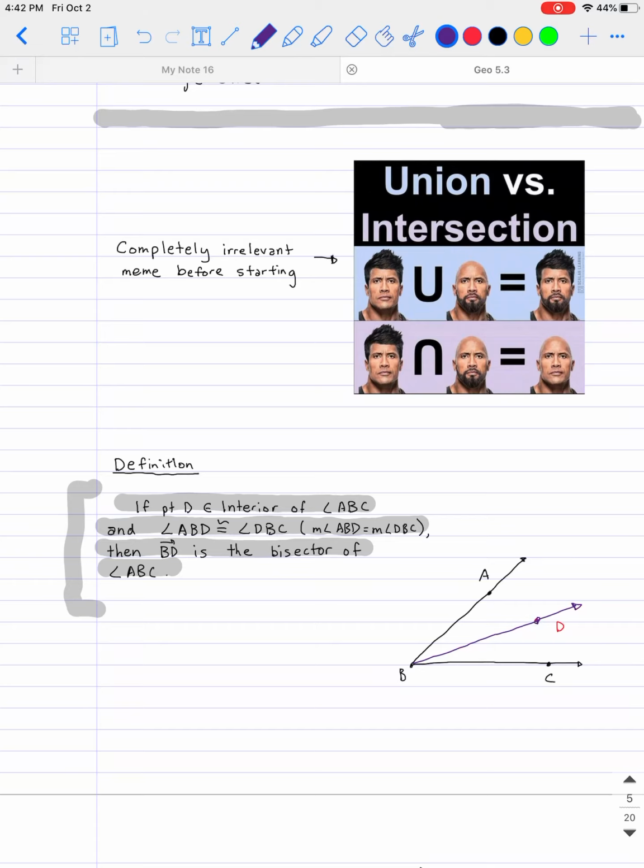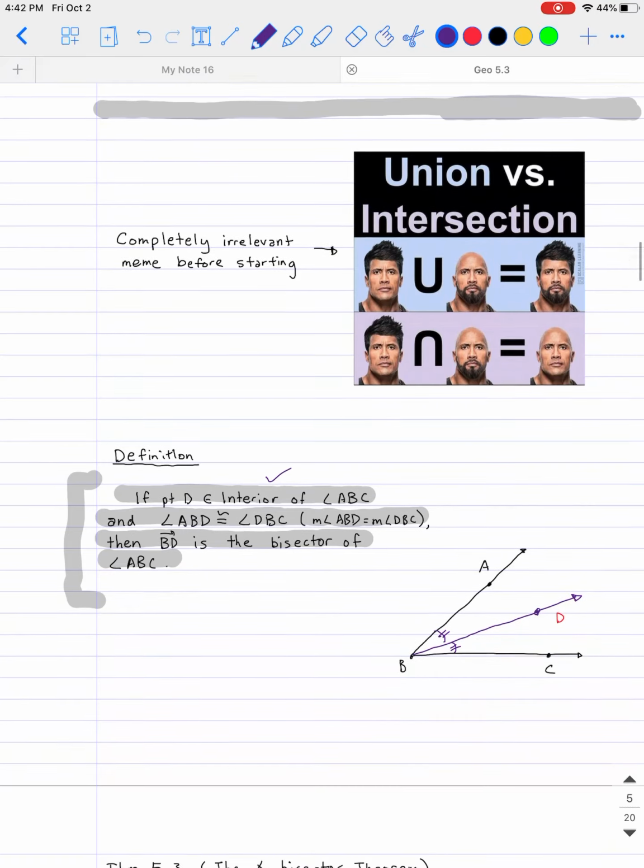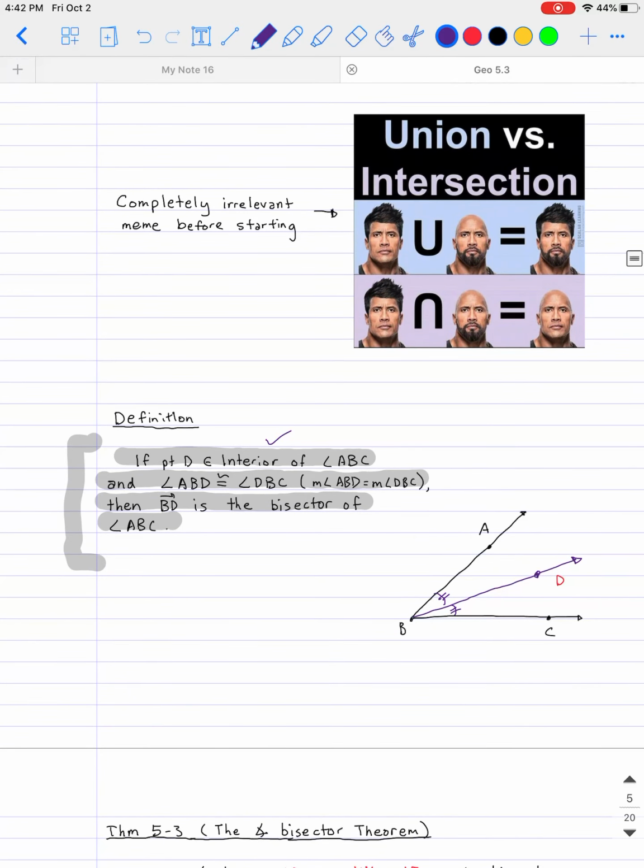And here's what the definition is actually saying. D, which you can see is in the interior, so the first part is satisfied. The second part is that this angle ABD has to be congruent to this angle DBC. If those two cases are true, one, D is in the interior, and two, those two angles are congruent to each other, then we can say that BD is the angle bisector of angle ABC. So hopefully that's pretty straightforward.